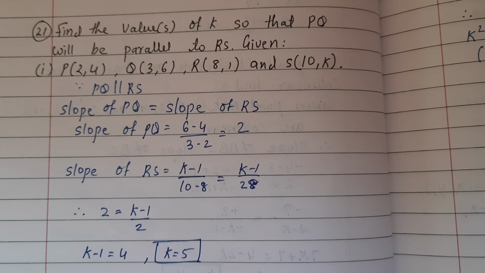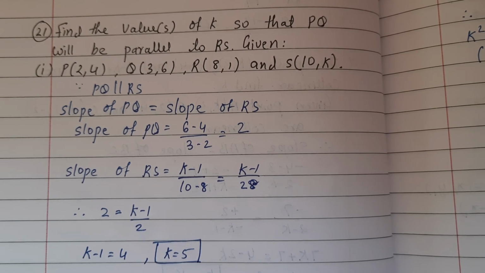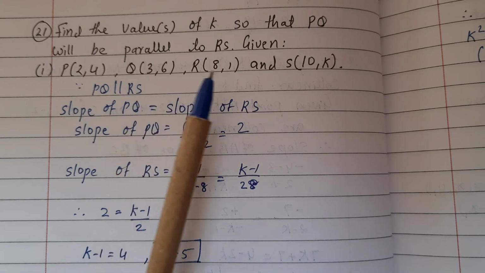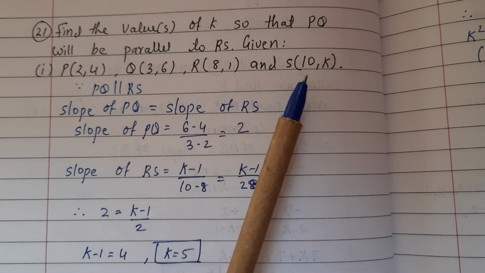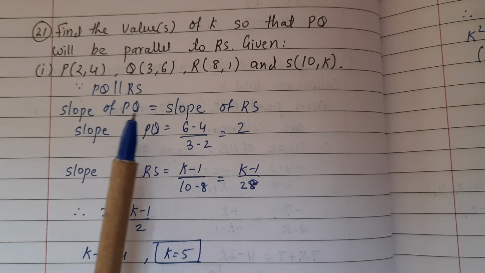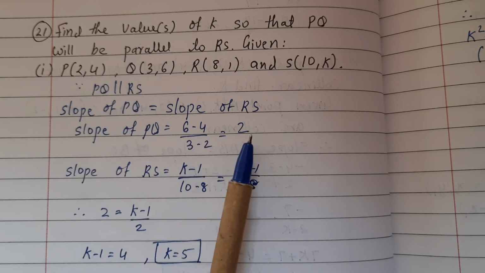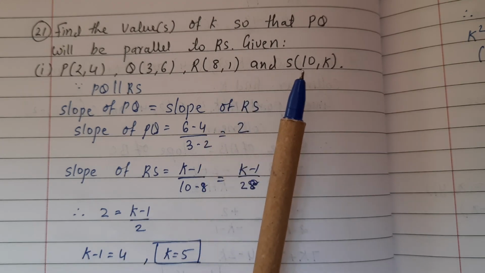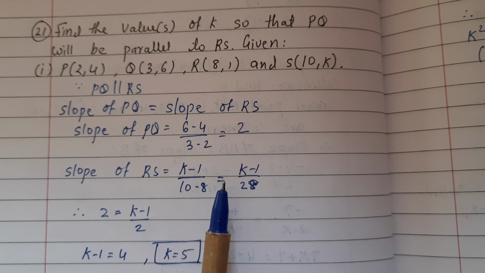Sum number 21. Find the values of k so that PQ will be parallel to RS. Given first part: P(2, 4), Q(3, 6), R(8, 1), S(10, k). Since PQ is parallel to RS, slope of PQ equals slope of RS. Slope of PQ equals (6 - 4) upon (3 - 2), that is equal to 2. Slope of RS equals (k - 1) upon (10 - 8), equals (k - 1) upon 2.